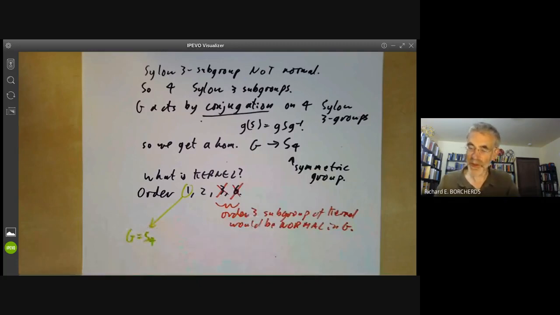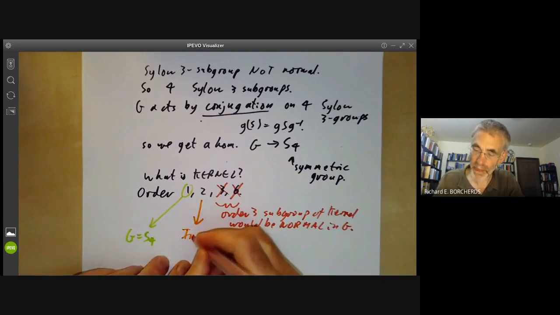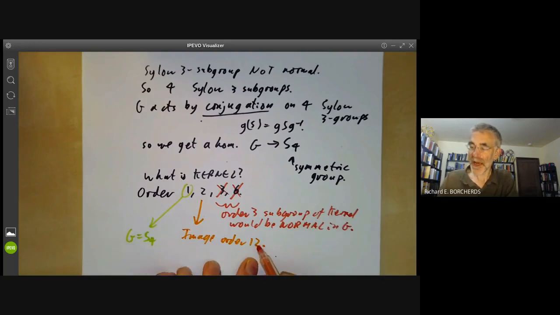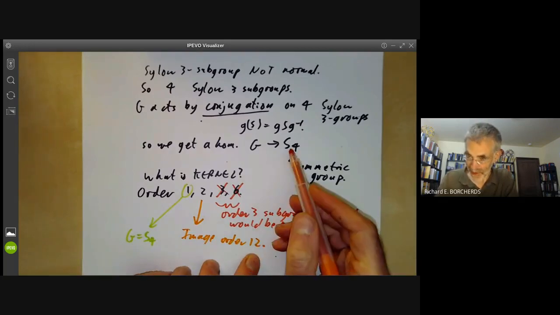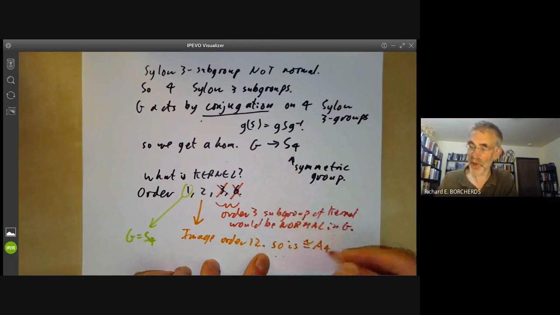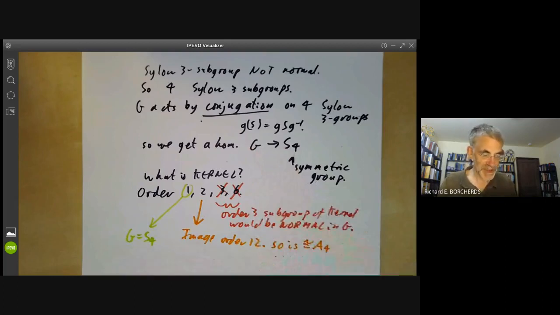If the kernel is order 2, we've got to think about it a little bit more. So if the kernel is order 2, the image has order 12, and the image has more than one Sylow 3-subgroup, because otherwise G would have a normal Sylow 3-subgroup, so the image is isomorphic to A4, because if we look at all groups of order 12, A4 is the only group with more than one Sylow 3-subgroup.